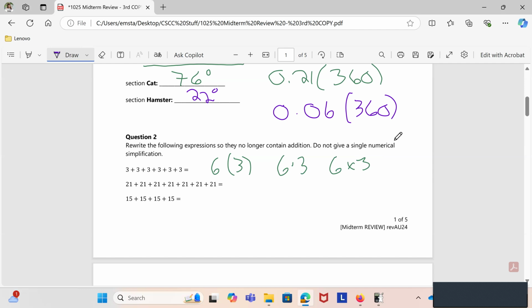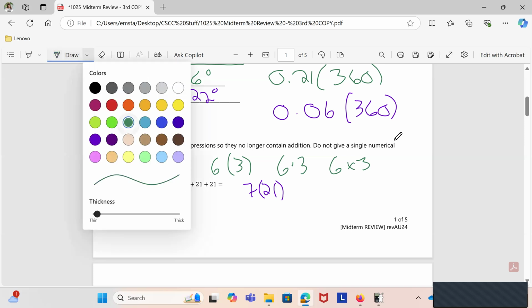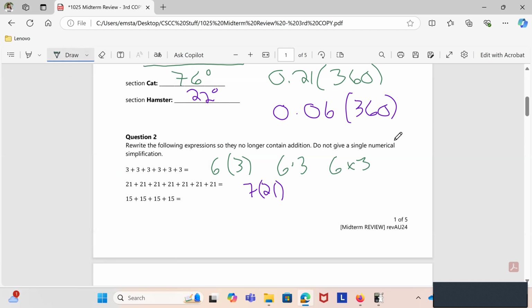What number is being repeated in the middle one in number 2? 21. 21, and then tell me how many times you see it. 7. And again, they don't want the answer. They just want you to write it, what it means in its shortened form. What's being repeated in the last one on this page? 15. And how many times do you see it? 4. Beautiful. Questions on number 2?